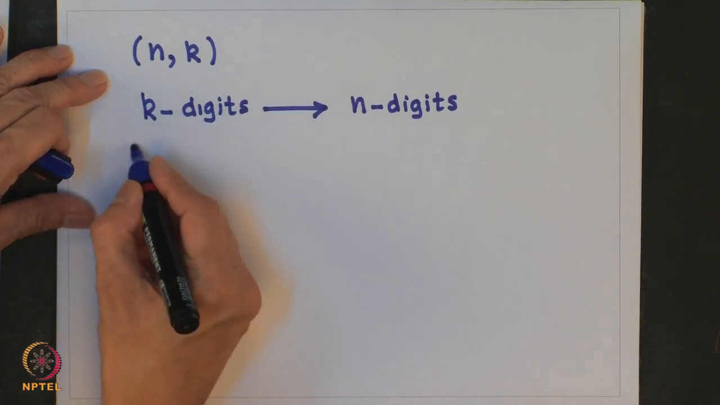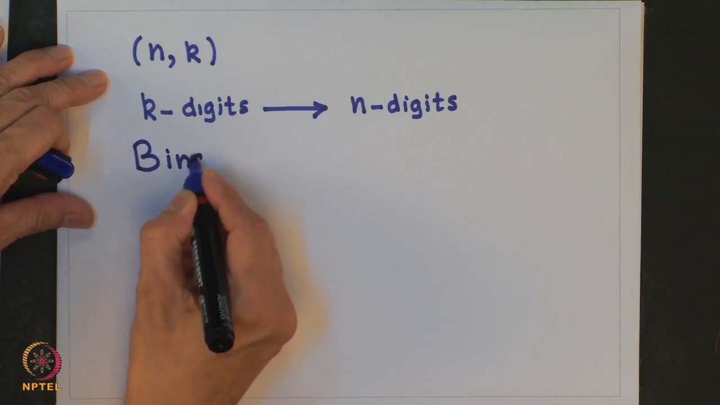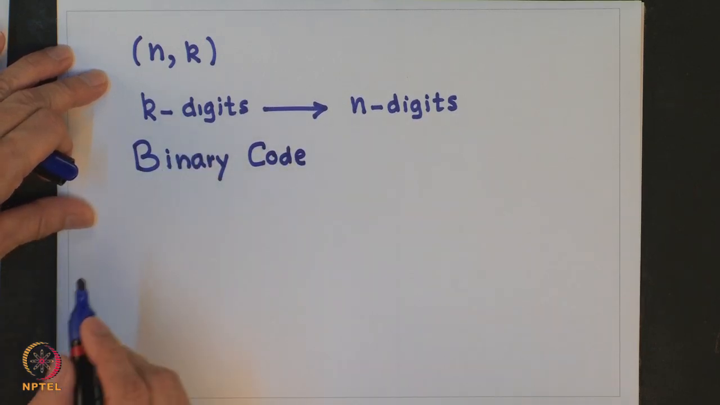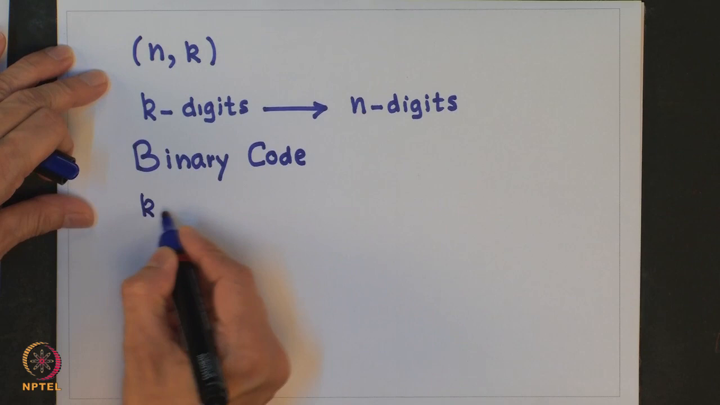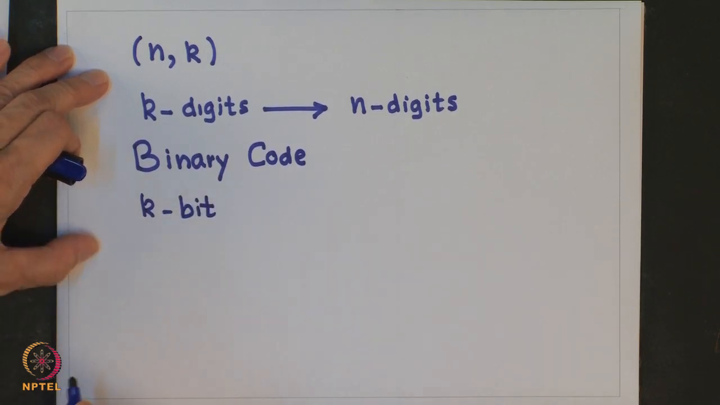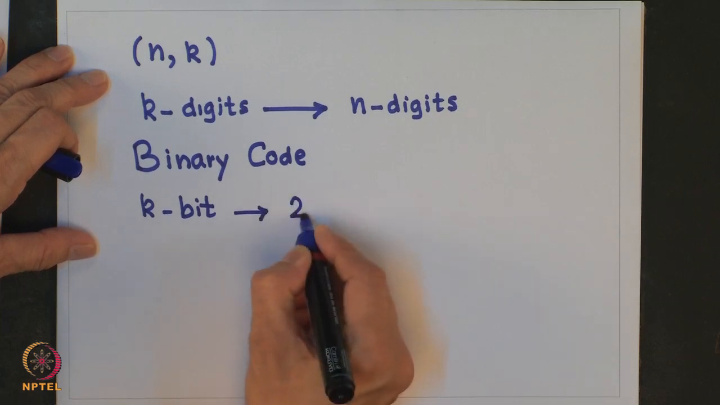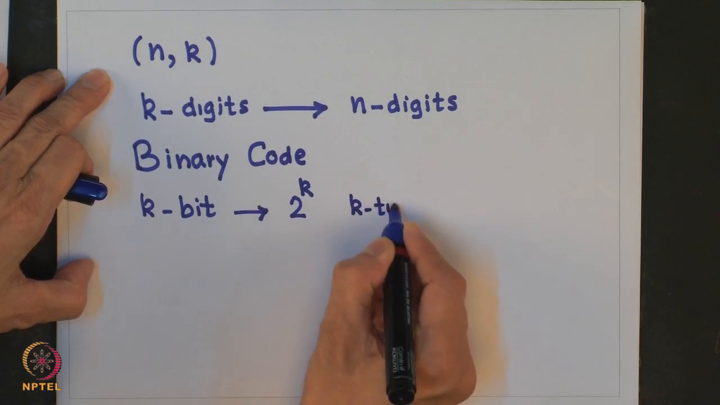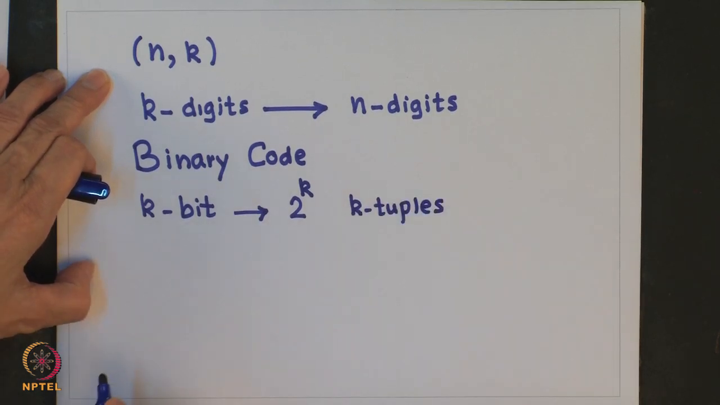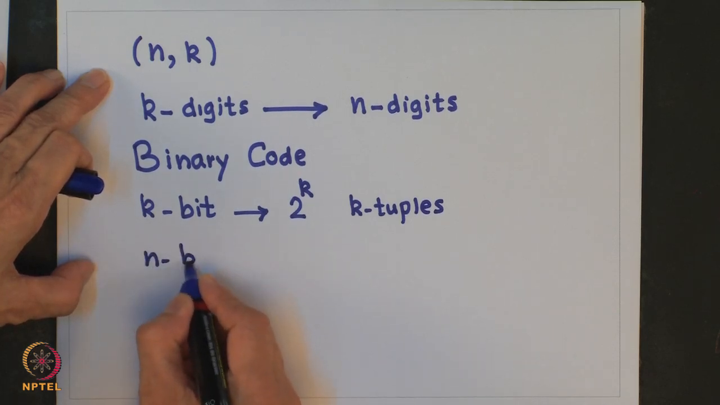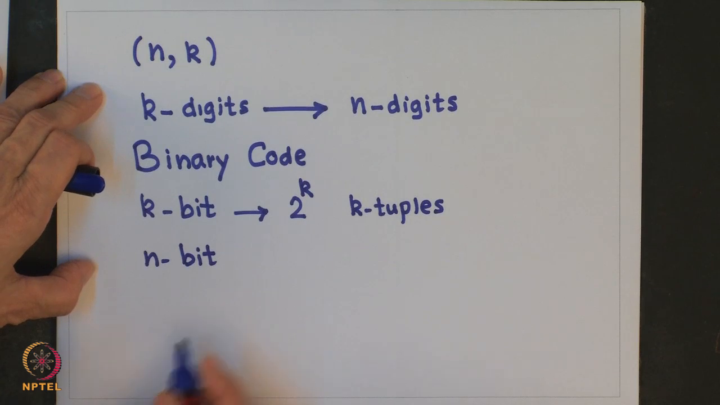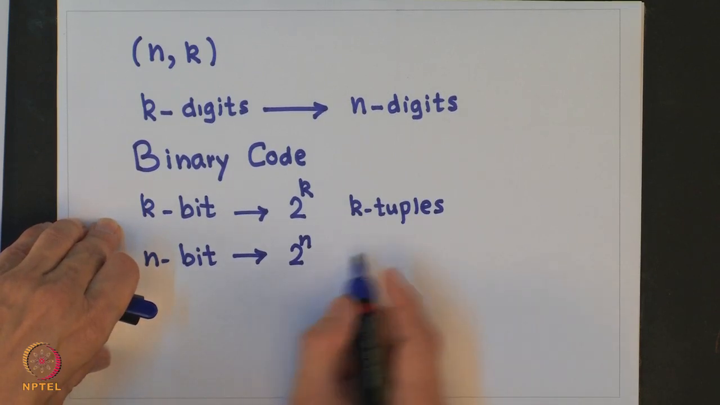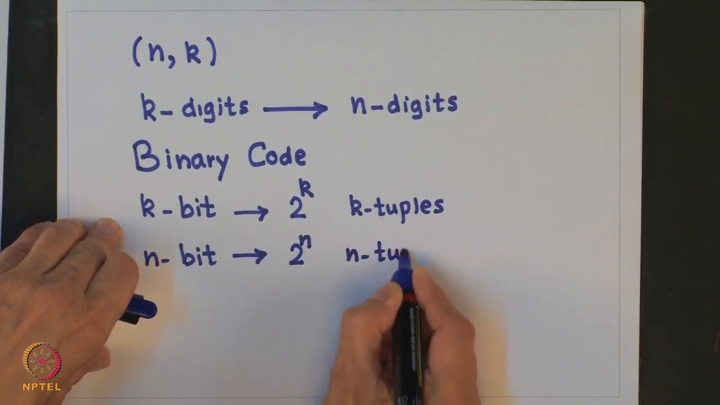Now, for our study, we will restrict to binary code. In that case, we will have k bit messages which form 2 raised to k message sequences, also known as k tuples, and we will have n bit blocks which will form 2 raised to n distinct sequences referred to as n tuples.